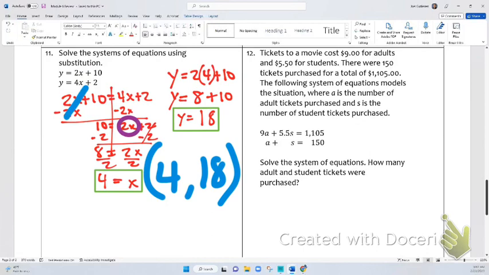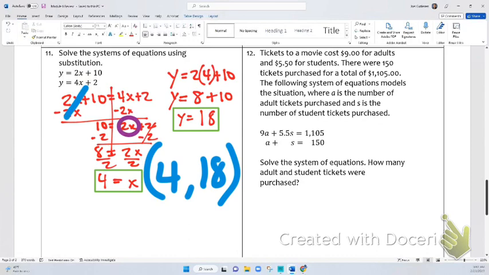Okay. For number 12, it says tickets to a movie cost $9 for adults and $5.50 for students. There were 150 tickets purchased for a total of $1,105. The following situation models, and they want us to solve, and figure out how many adult and how many student tickets were purchased. So if you notice here, we are going to simply solve this using elimination.